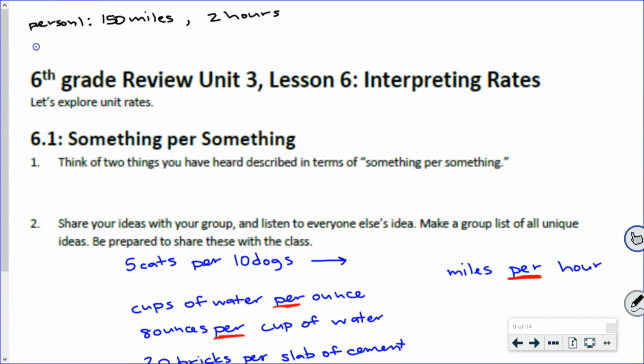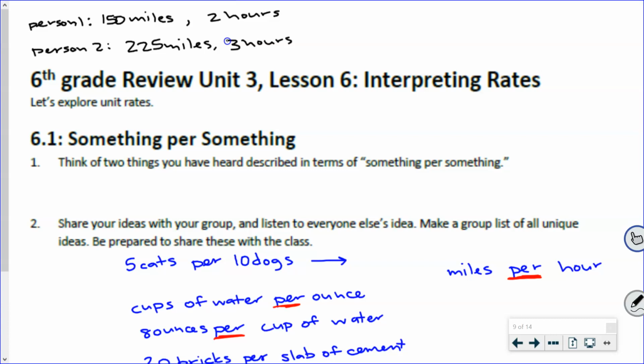And the next person that I'm inviting over to Thanksgiving dinner, they live even further away. They live 225 miles away. And it's going to take them 3 hours to get to my house. What I want you to do is find the speed of each person.